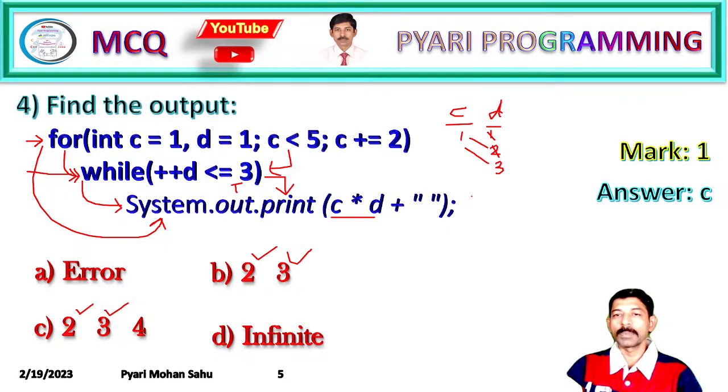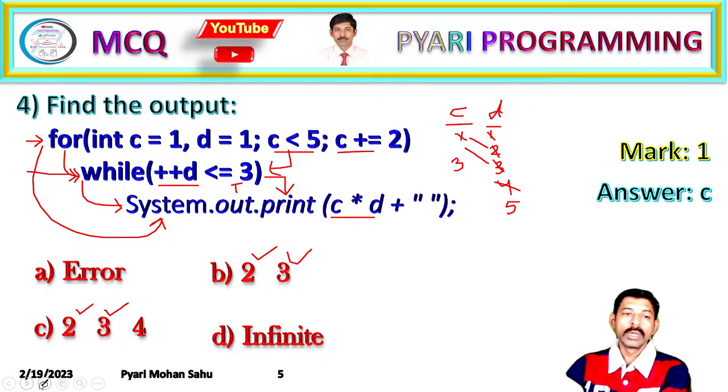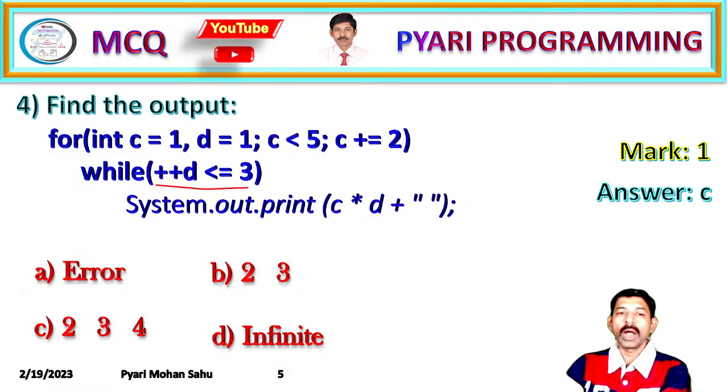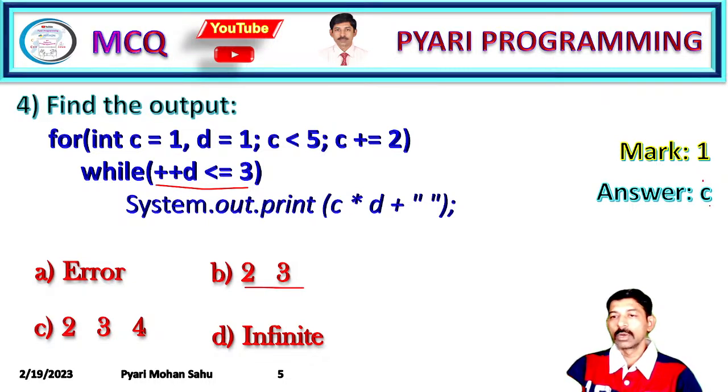Now after that, D plus plus, just like the previous one, D plus plus is your 4. Now it is false. C plus equals to 2. Now 1 plus 2, it is your 3. Now 3 less than 5, true. Now we'll come over here, plus plus D, it is 5. Now inner loop, while loop, is never going to be true now. So after 2 and 3, it will not display anything. So that's why option B, here it is wrongly given. See, it is option B.